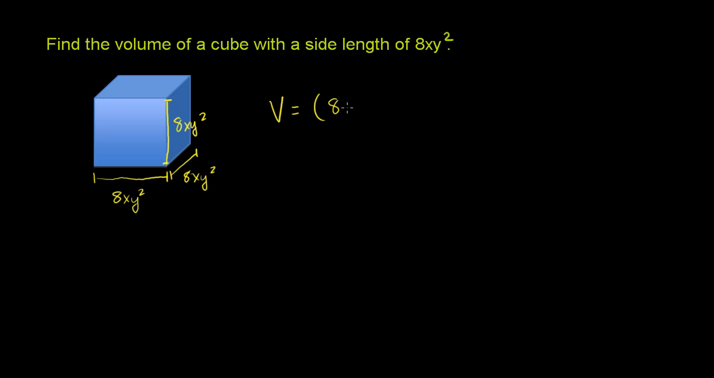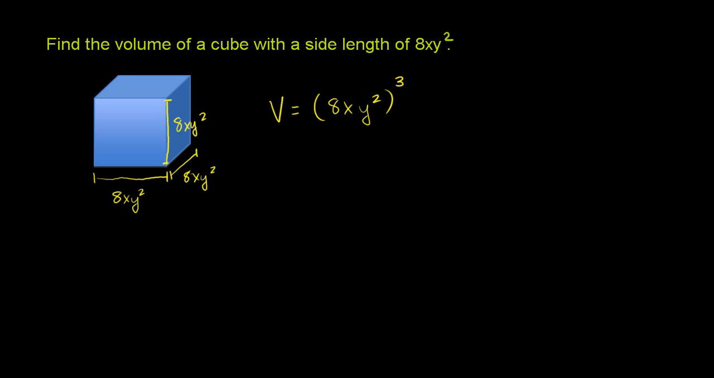is 8xy squared. I could just multiply it by itself 3 times, or I could say, well, to the third power. That's why raising something to the third power is called cubing it, because you're essentially finding the volume of a cube where the thing that you're cubing is the dimension of each of the sides.